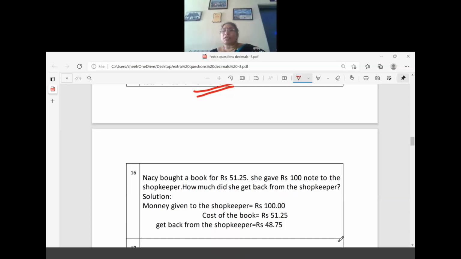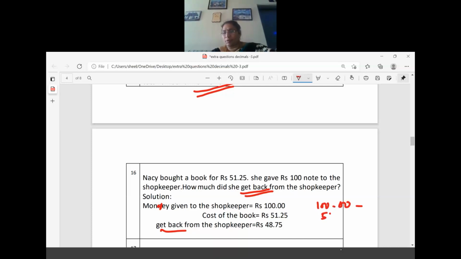But what is the amount she gave to the shopkeeper? It is just 100 rupees she had given. That means she gave more than the cost of the book. How much will she get back? So what should we do here? We should do the subtraction. Money given to the shopkeeper is 100 rupees only, and the cost of the book is 51.25. To get back from the shopkeeper, we have to do the subtraction.